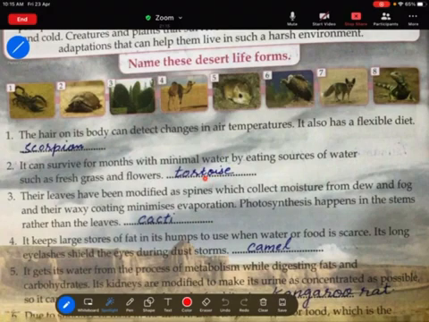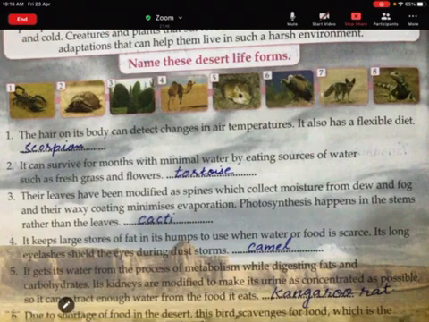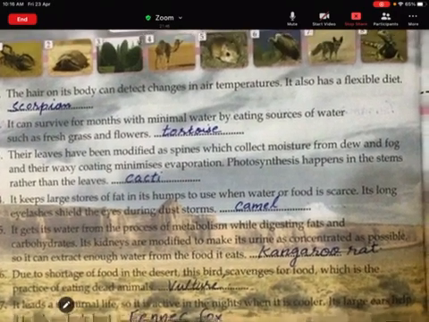Next, cacti. Their leaves have been modified as spines, which collect moisture from dew and fog, and their waxy coating minimizes evaporation. So, water content will be kept inside the plant itself. Photosynthesis happens in the stems. Normally, photosynthesis happens in leaves. Here, the photosynthesis happens in the stems rather than their leaves, cacti.